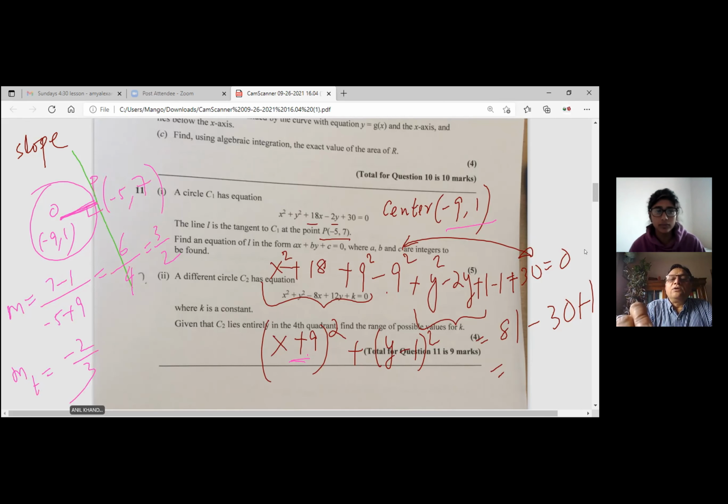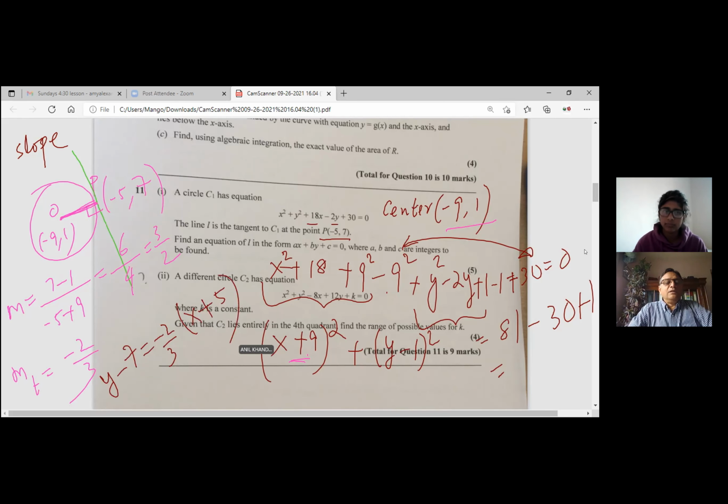So now you can write down the equation of the tangent. You can use any form. You can write y minus y1, so y1, let's say 7, is equal to the gradient, minus 2 over 3, times x minus the point given to us as minus 5, so that makes it plus 5, correct? So you can now multiply and simplify and get your equation. Is that clear to you?